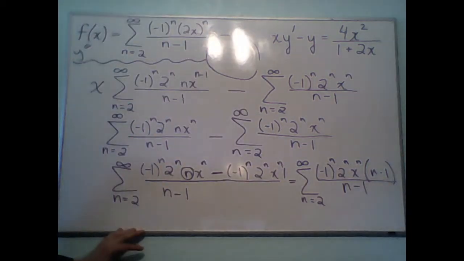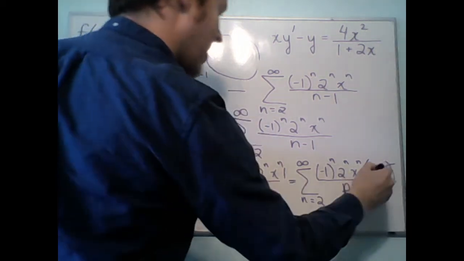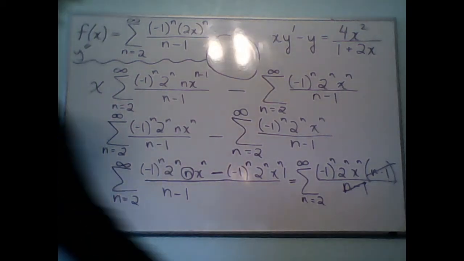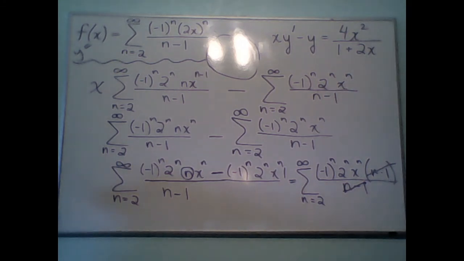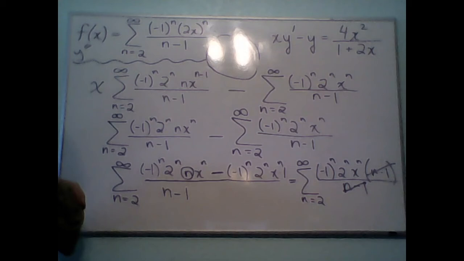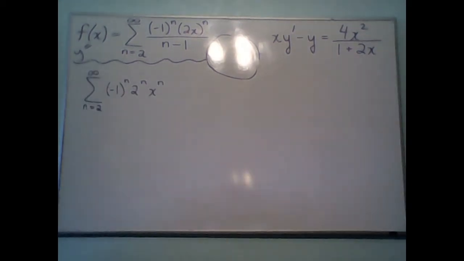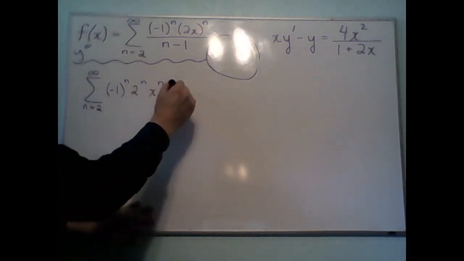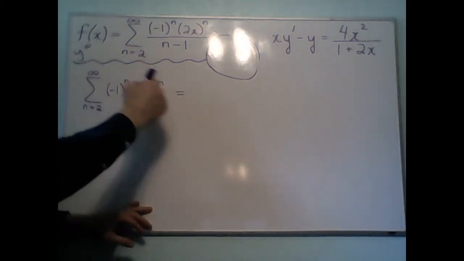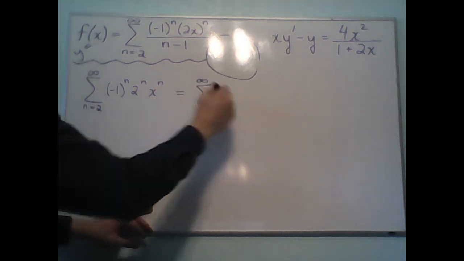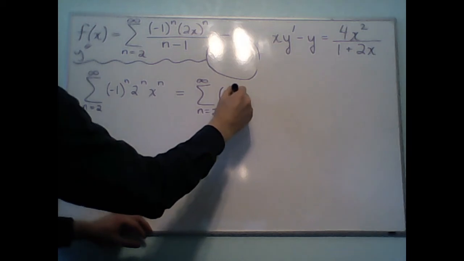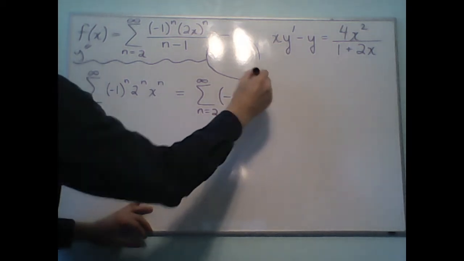And once you get here, you know you're doing something right because these cancel right out, and I'm left with the sum from n equals 2 to infinity of negative 1 to the n, 2 to the n, x to the n. Let me write that by itself up top. All right, and since everything is raised to the n, I can simplify that to be just negative 2x, quantity, all raised to the nth power.